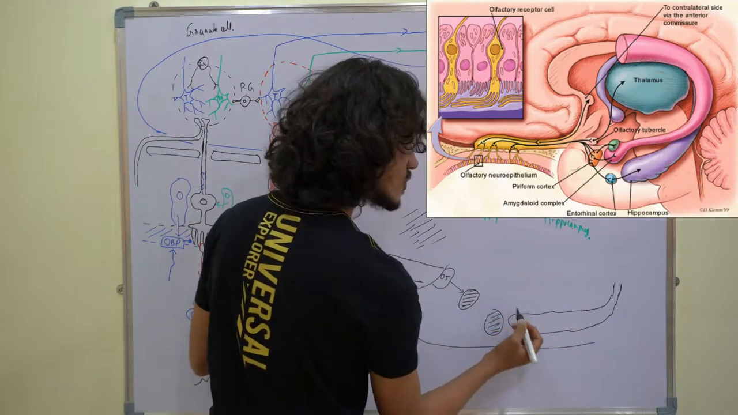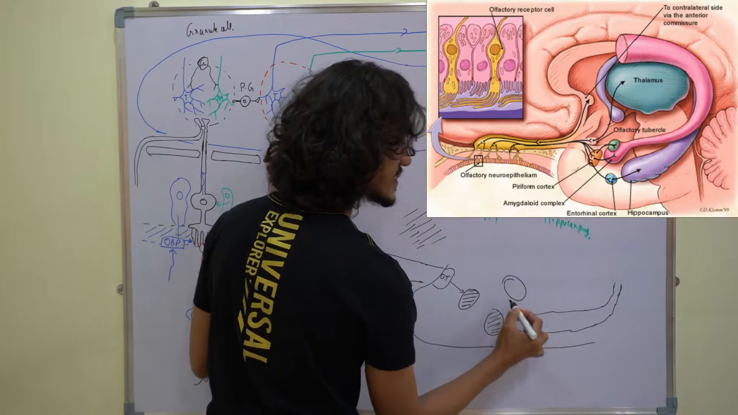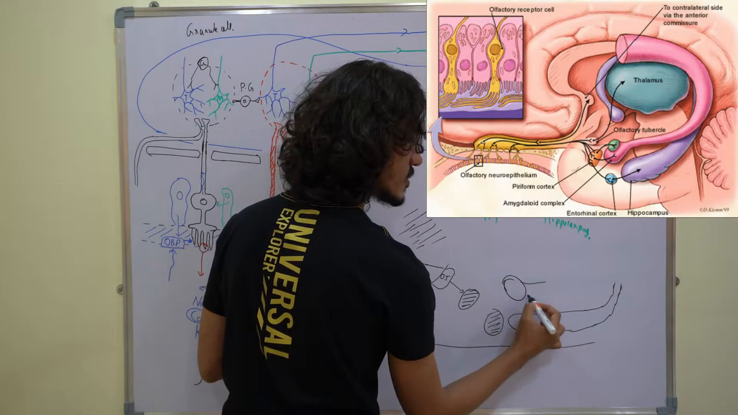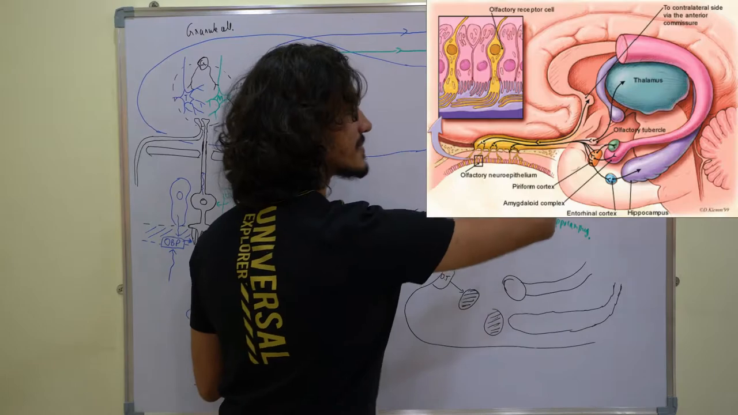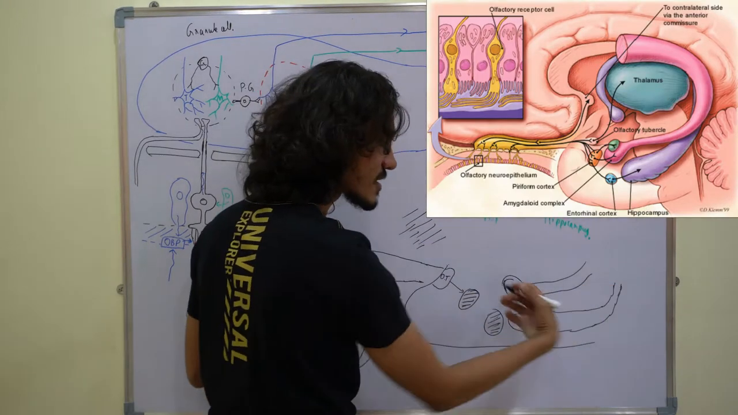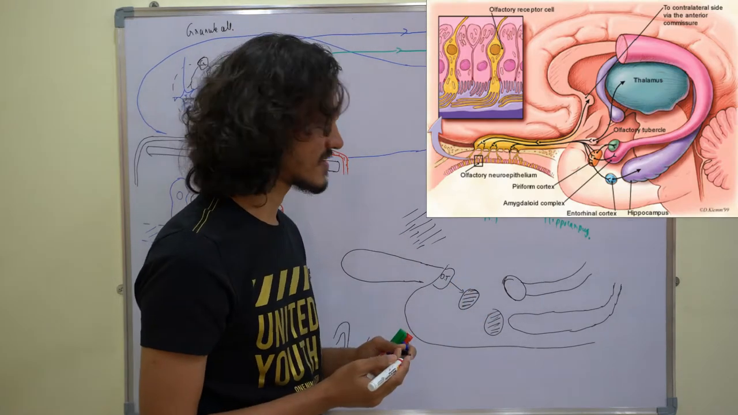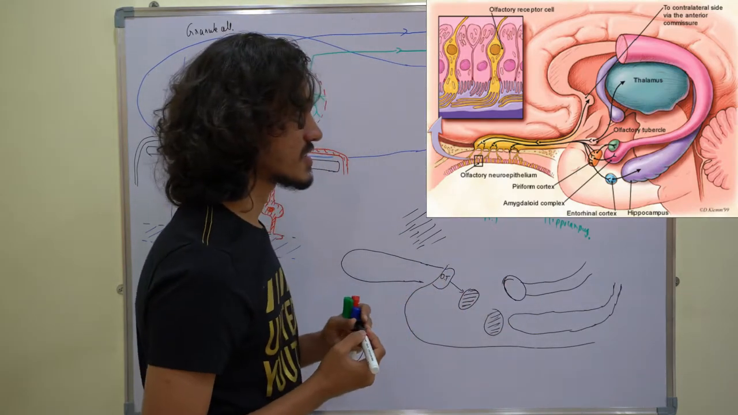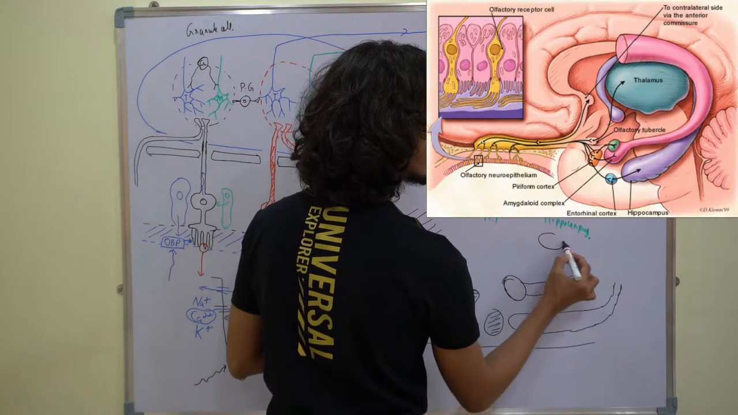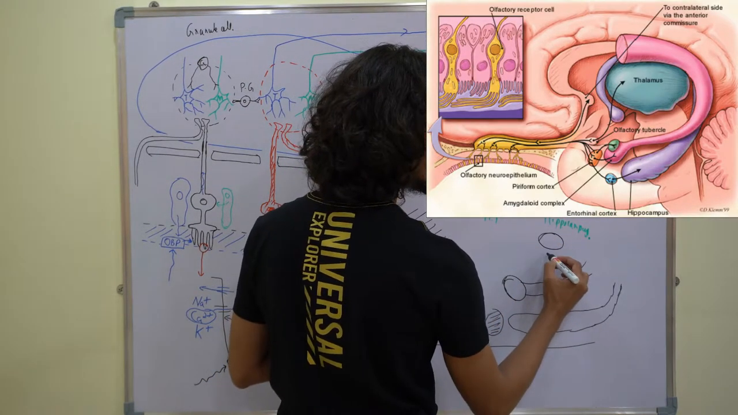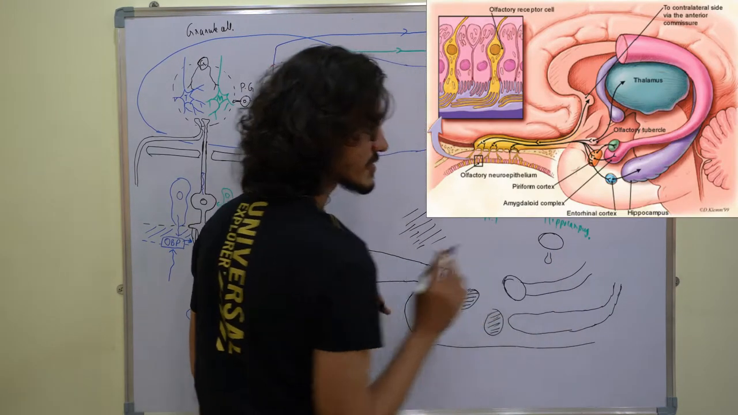And also above this, we have your amygdaloid nucleus. If you know the neuroanatomy again, there is your caudate nucleus just coming like this. And at the end of the caudate nucleus, we have your amygdaloid nucleus. So that is present over there. On top over here, we have the thalamus. And below that, we have the hypothalamus, right? And below that, we have the pituitary.